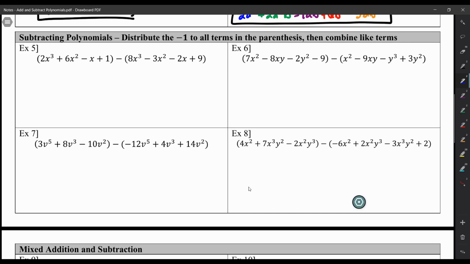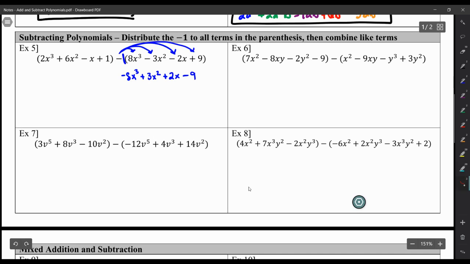So before, we could just ignore the parentheses and begin combining because distributing a positive 1 didn't change anything. But distributing -1 will actually change my signs. So negative times 8x to the third is -8x to the third. Negative times a -3x squared is a positive 3x squared. Negative times -2x is a positive 2x. And negative times 9 makes -9. So there is an additional first step when you are subtracting.